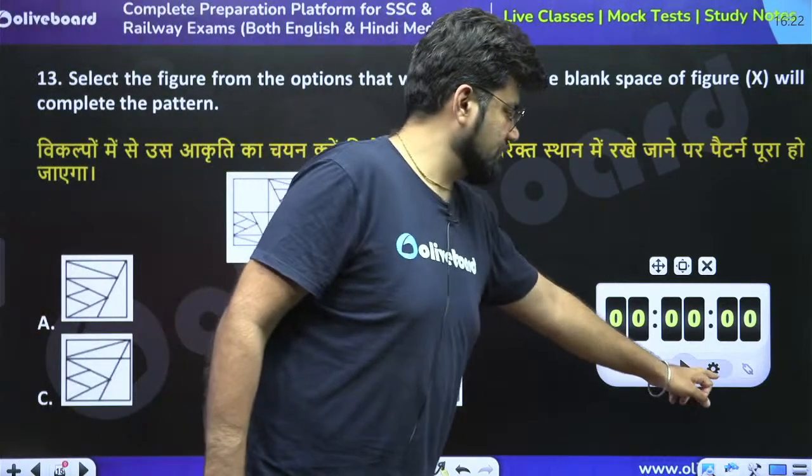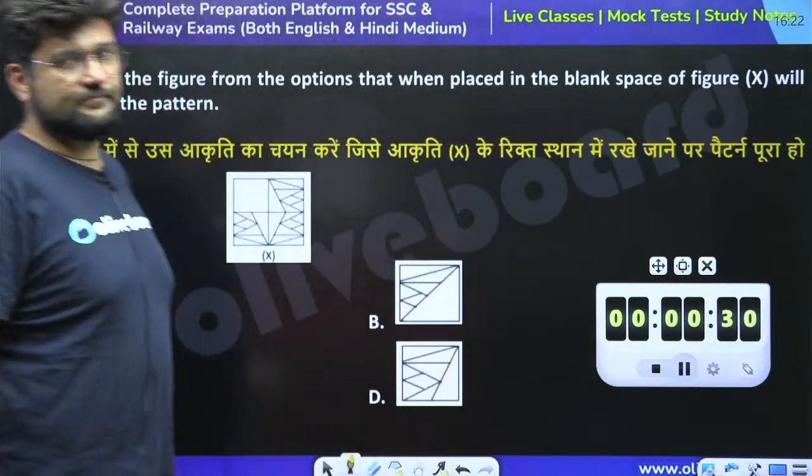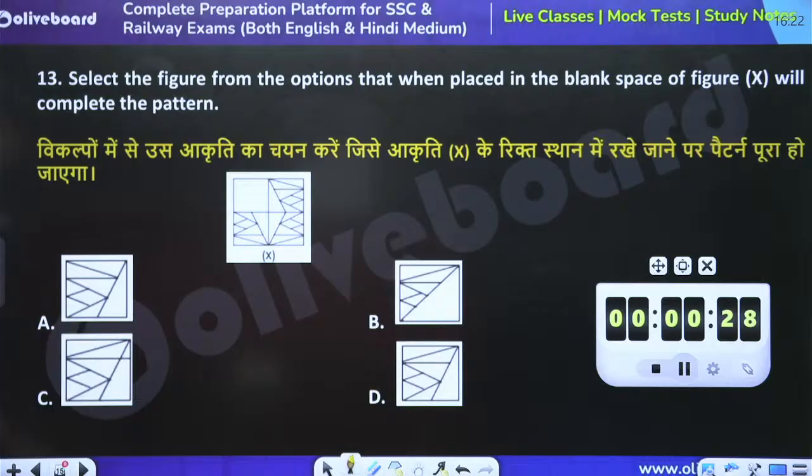Pattern completion. Correct again. Very good. Avijit correct. Amira, Argamita and Arunachalam Mohan. Very good guys. Excellent.